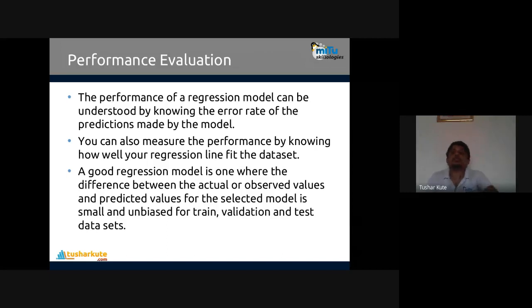We can also measure the performance by knowing how well the regression line fits the data set, meaning how close the points are to the line. That will show you the accuracy and error rate of that particular data set. A good regression model is one where the difference between actual or observed values and predicted values is small and unbiased for the train, validation, and test data sets. Unbiased means there is no bias towards training, otherwise overfitting occurs: very low error for testing, very high for training. That may be possible there.